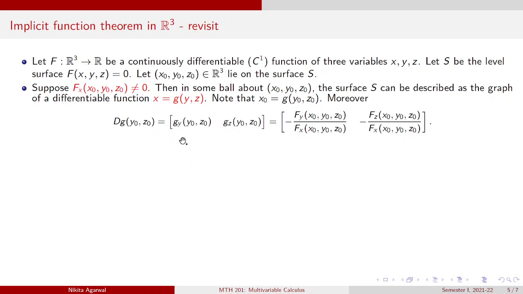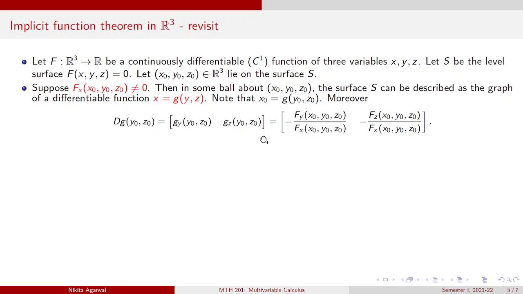With respect to y, the expression is minus f_y by f_x. Remember, in the denominator, the term which is non-zero will come, and the second entry, which is g_z, is minus f_z by f_x, and everything is calculated at the point (x naught, y naught, z naught). But because g is a function of y and z, you will see y naught, z naught here.